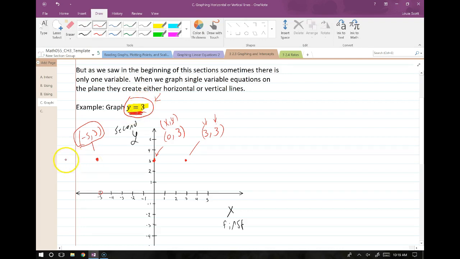So that's why this corresponds with a horizontal line at y equals 3. Just pretend this is horizontal and straight. Because every single point on this line, y is equal to 3. So this equation is always true.